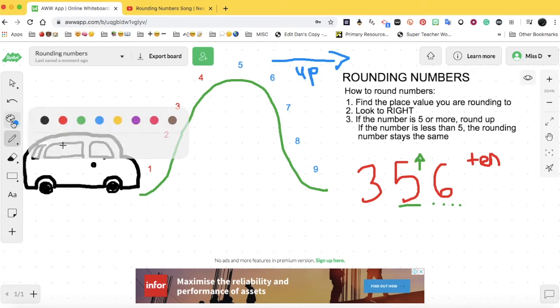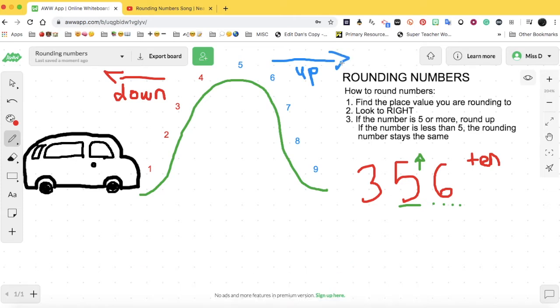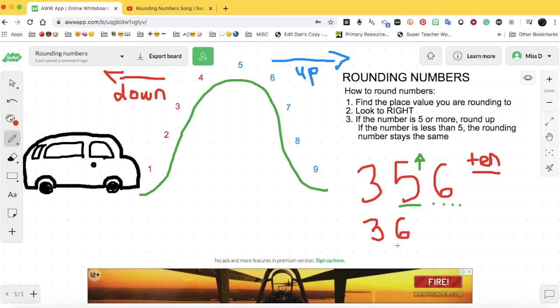Compared to if the car had to go backwards because it was halfway up the hill, that means we would round down. So if it goes this way, which is forwards, we round up, and if it goes backwards, we round down. So if we go back to our problem, 356 rounded to the nearest 10 would give us 360. Remember, every number after our tens place would then become 0.